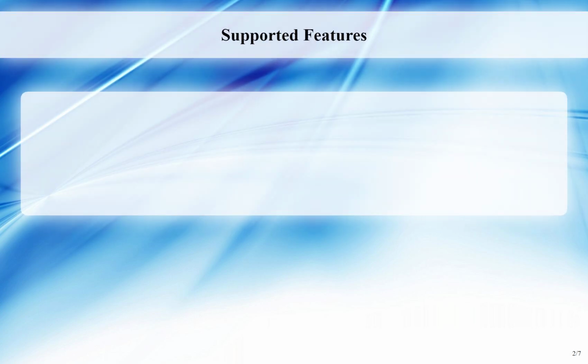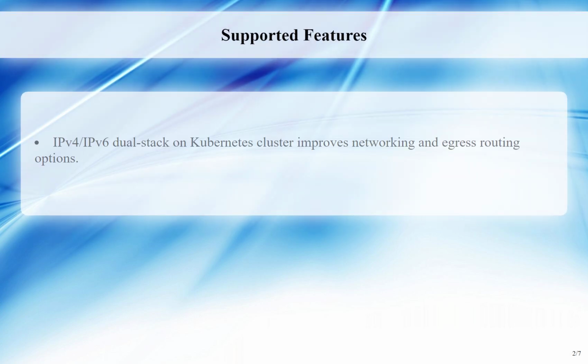Supported features. IPv4 IPv6 dual stack on a Kubernetes cluster allows for dual stack pod networking with both IPv4 and IPv6 addresses per pod, IPv4 and IPv6 enabled services, and off-cluster egress routing through both IPv4 and IPv6 interfaces. This feature enhances connectivity and flexibility within the cluster.